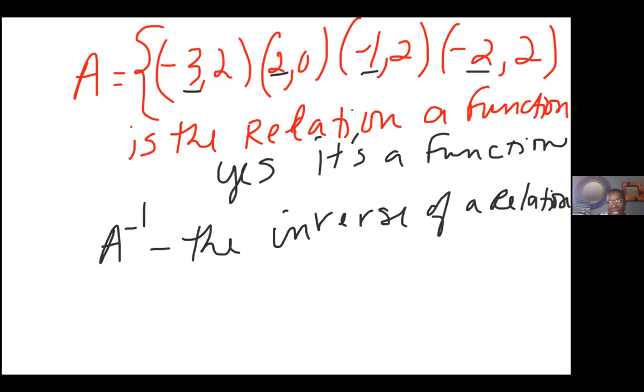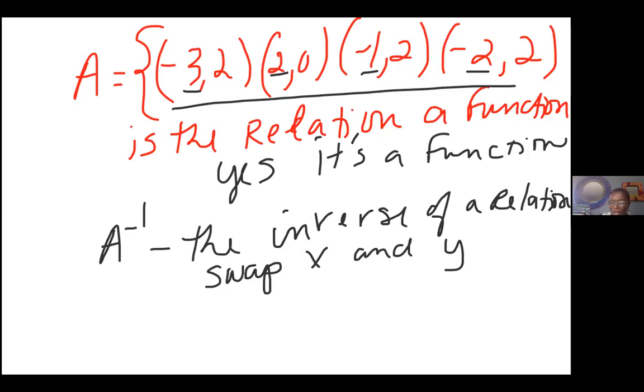So when we talk about the inverse of a relation, guys, we're looking at swapping. We are swapping X and Y. So X becomes Y, Y becomes X. Later on, I will explain to you why we swap the X and the Y. But for now, if I have this relation up here and I were to ask you, what is the inverse of the relation? You would just go into the relation and swap X and Y.